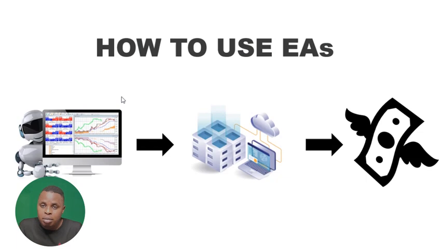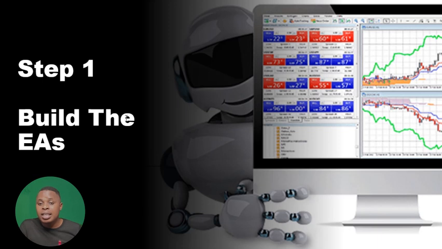Okay, so these are the reasons why you might like to shift from manual trading to robot trading. So how do you use trading EAs? This is a very simple thing. For you to use a trading robot is just a 3-step process, or either a 2-step process. The first process that we are going to go through is to build the trading EA.